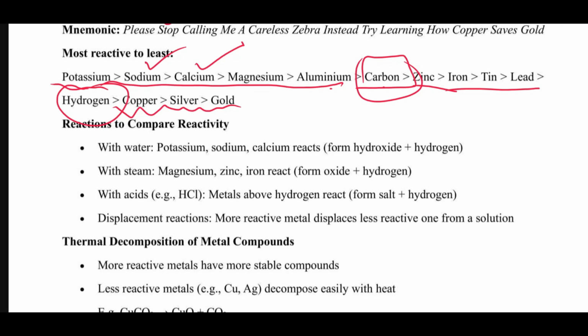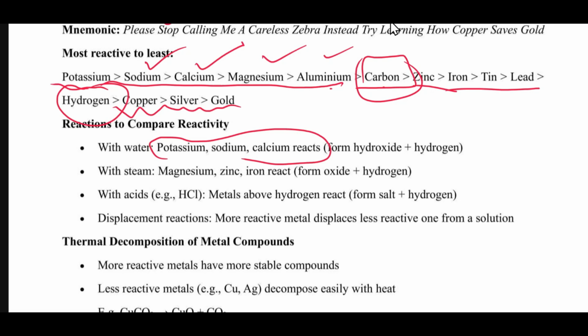So if the metals are more reactive, it means they can easily react with any substance, right? So potassium, sodium, calcium can easily react with water. Water means cold water, simple room temperature water, they can easily react with it. And then they will produce a hydroxide, an alkaline solution, and also hydrogen gas. But after calcium, magnesium and aluminium cannot react with cold water. They can only react when the water is hot.